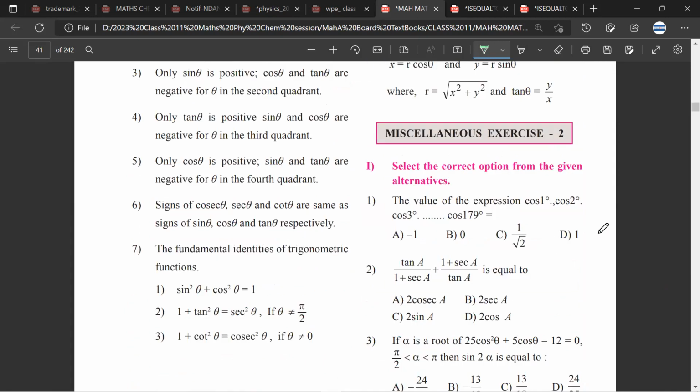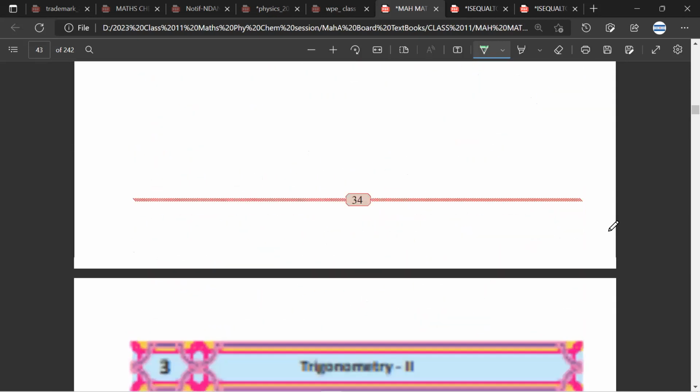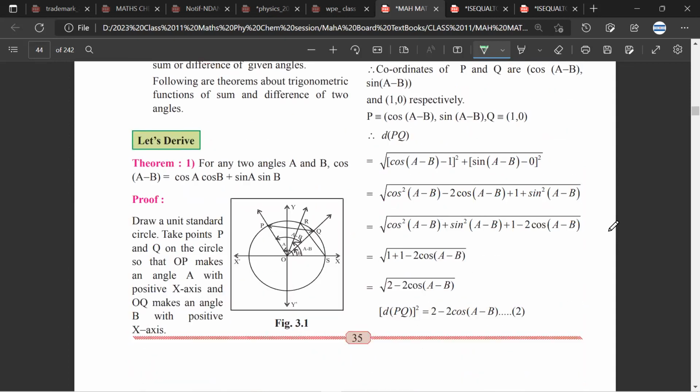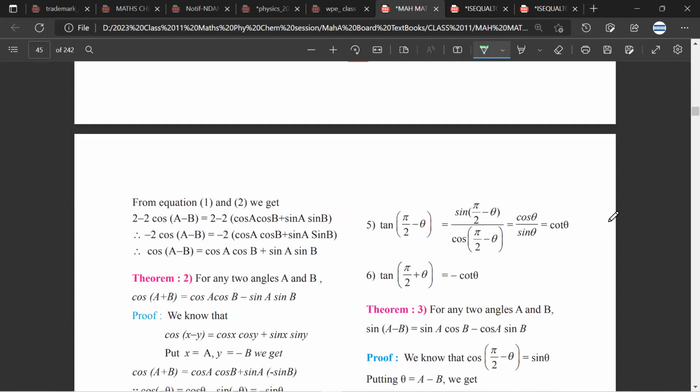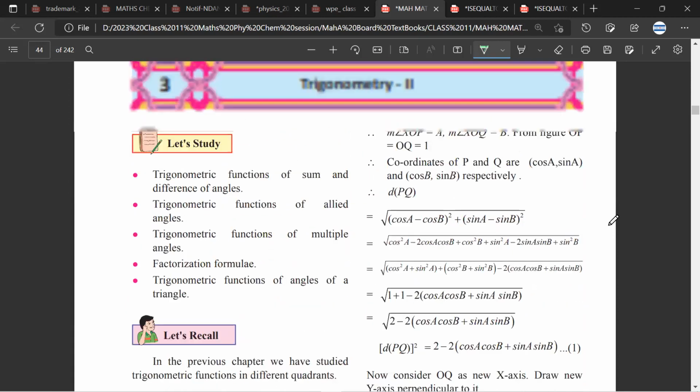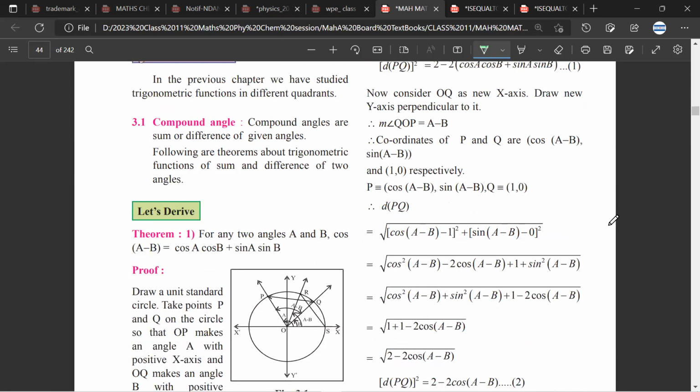This you can do as a weekend homework. So once we have done this, then we'll come to this chapter where we will be meeting these two very important formulas. The first formula is this. Again, this will be very useful for us. Cos A minus B.